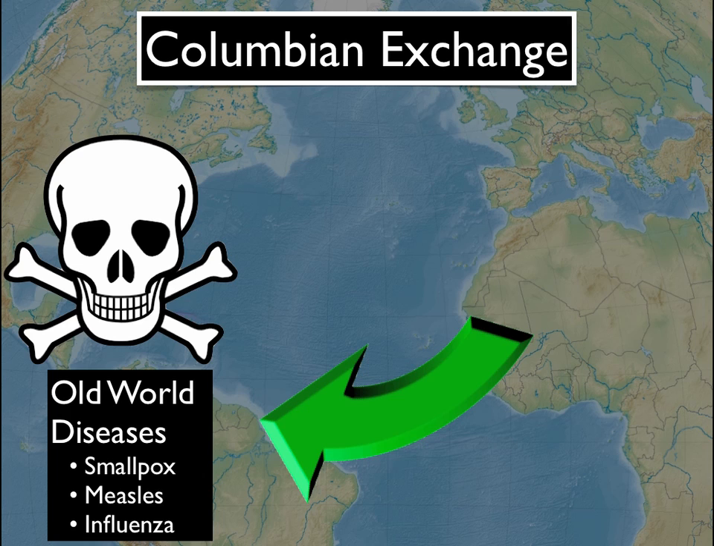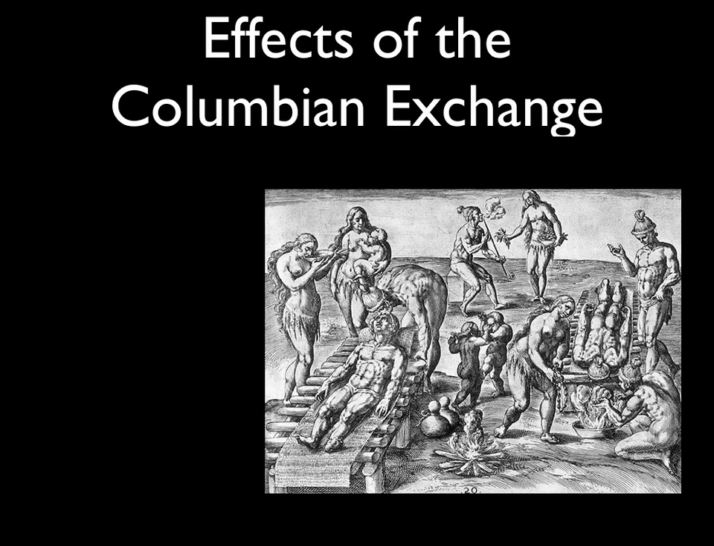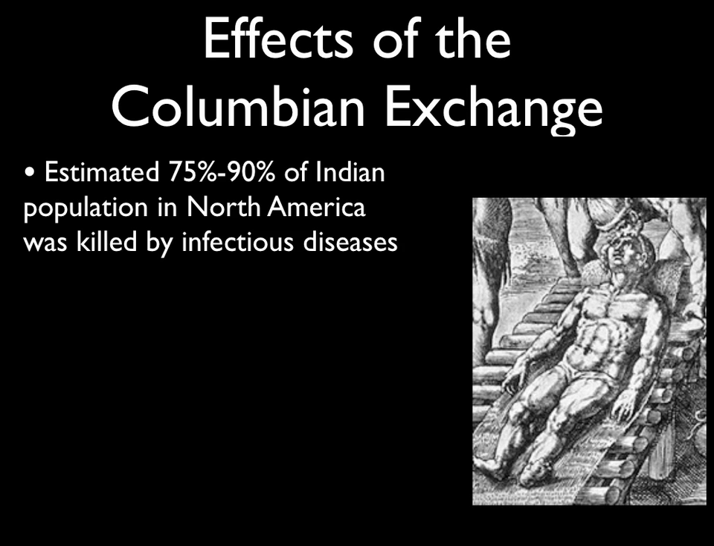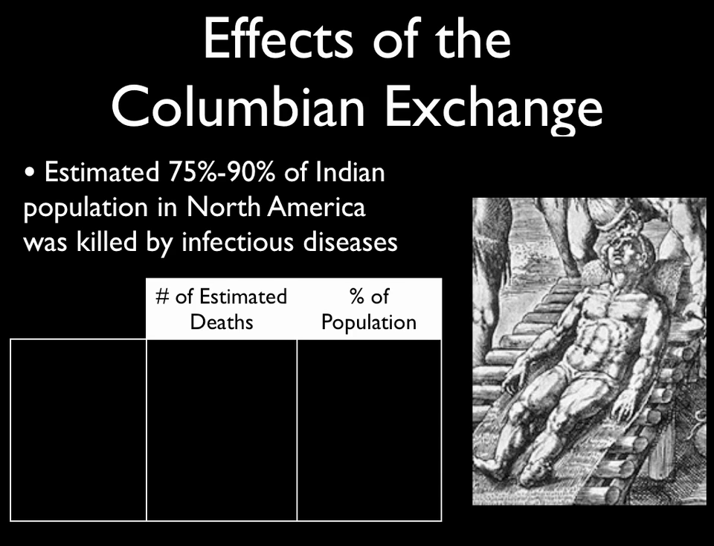For generations, Europeans had built up immunities to diseases like smallpox, measles, and influenza. The Native Americans had no natural immunities and were no match for these microscopic killers. An estimated 75% to 90% of the Indian population in North America were killed by infectious diseases in the centuries following the Columbian Exchange. How does that compare to other population disasters in history?